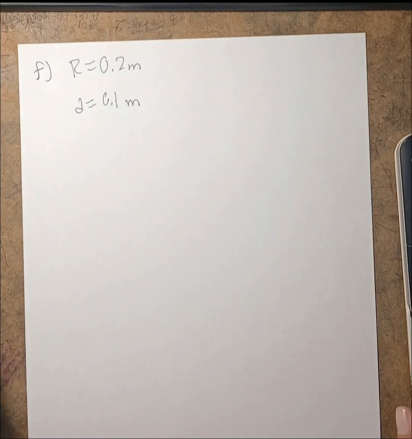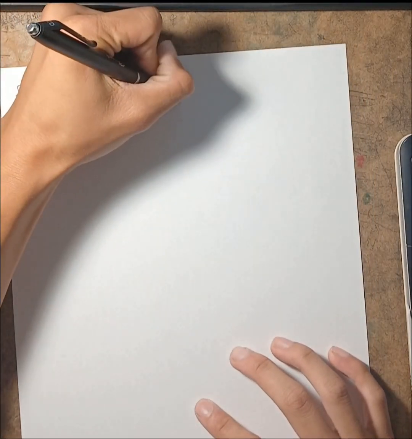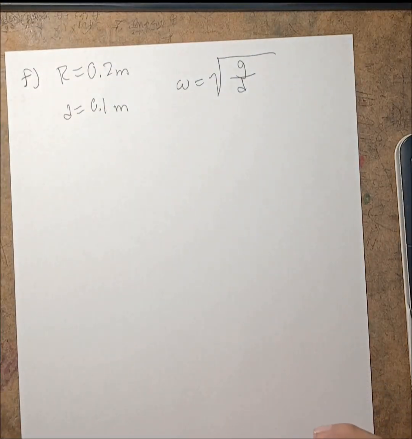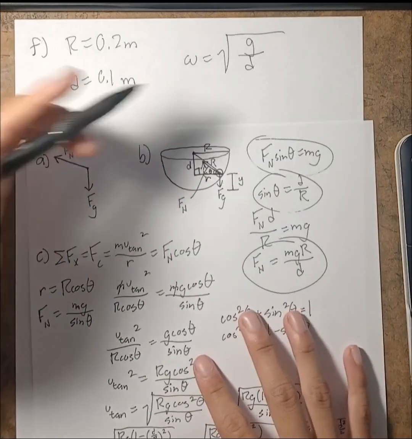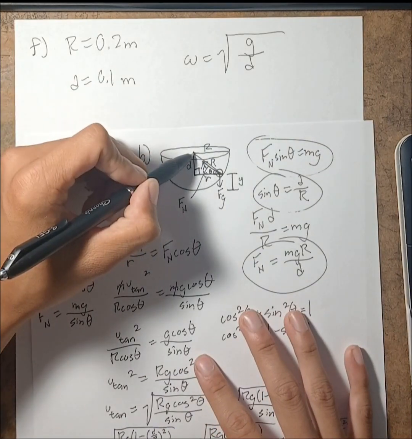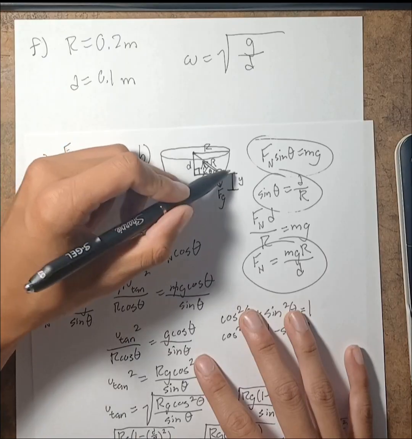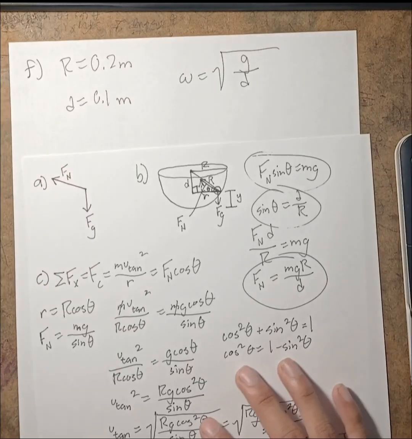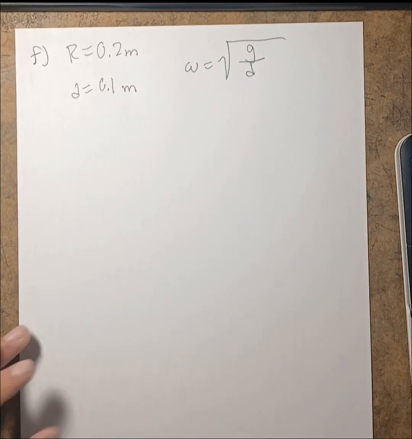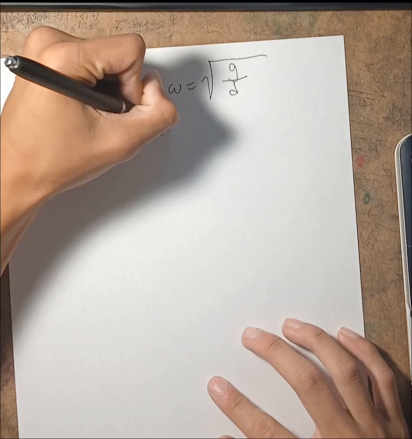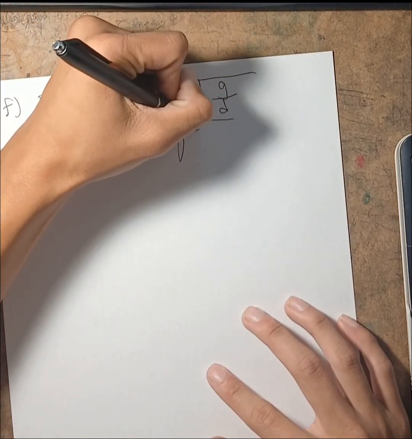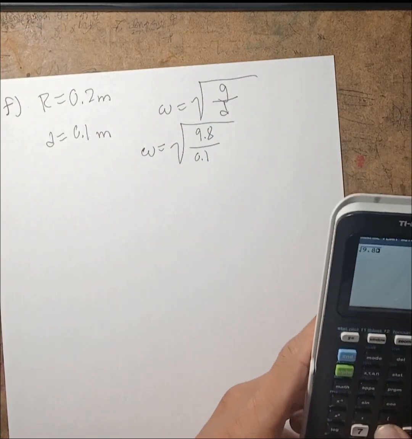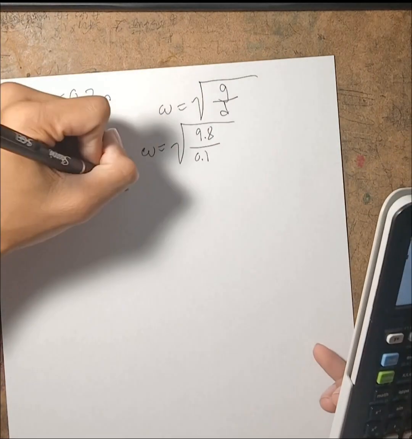And so, again, we already know that omega equals the square root of g over d. And the distance from the center of the hemisphere or bowl to the ball, if the ball is halfway up, will be the same as the distance up, and that is 10 centimeters. And so omega equals the square root of 9.8 over 0.1.